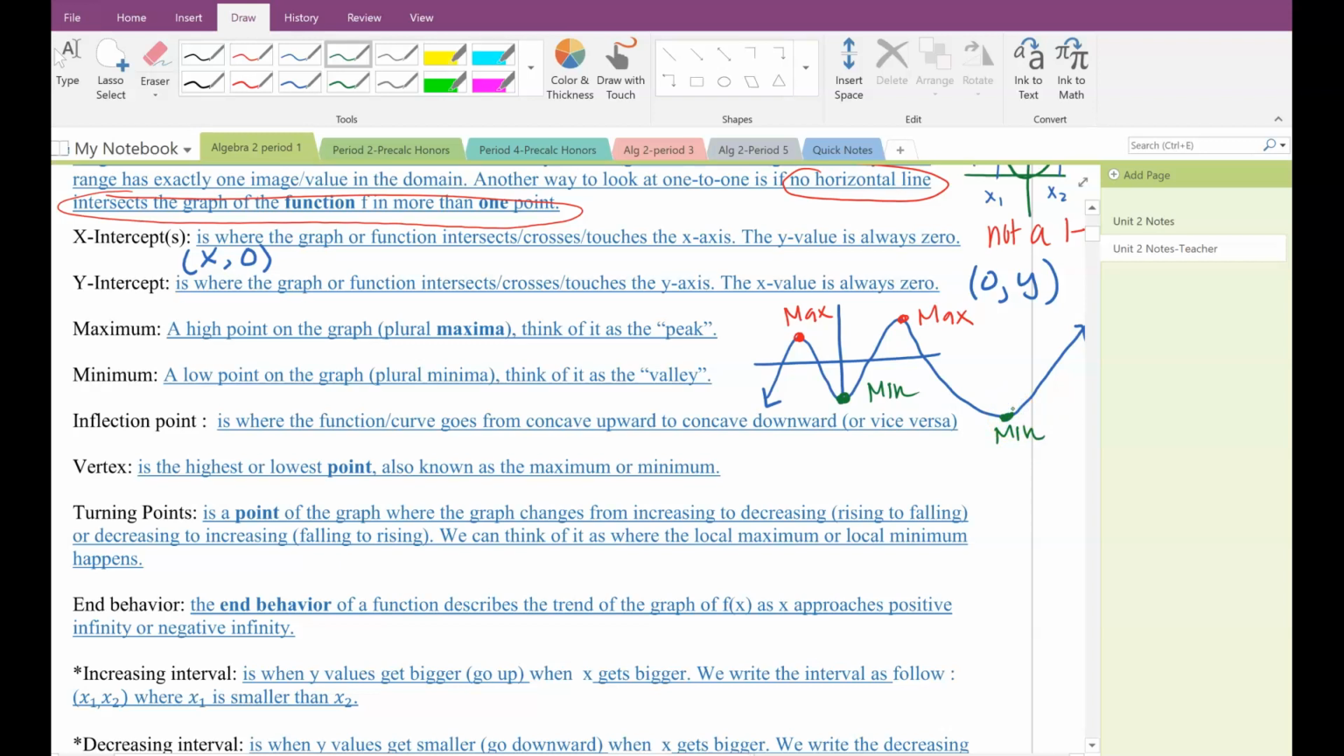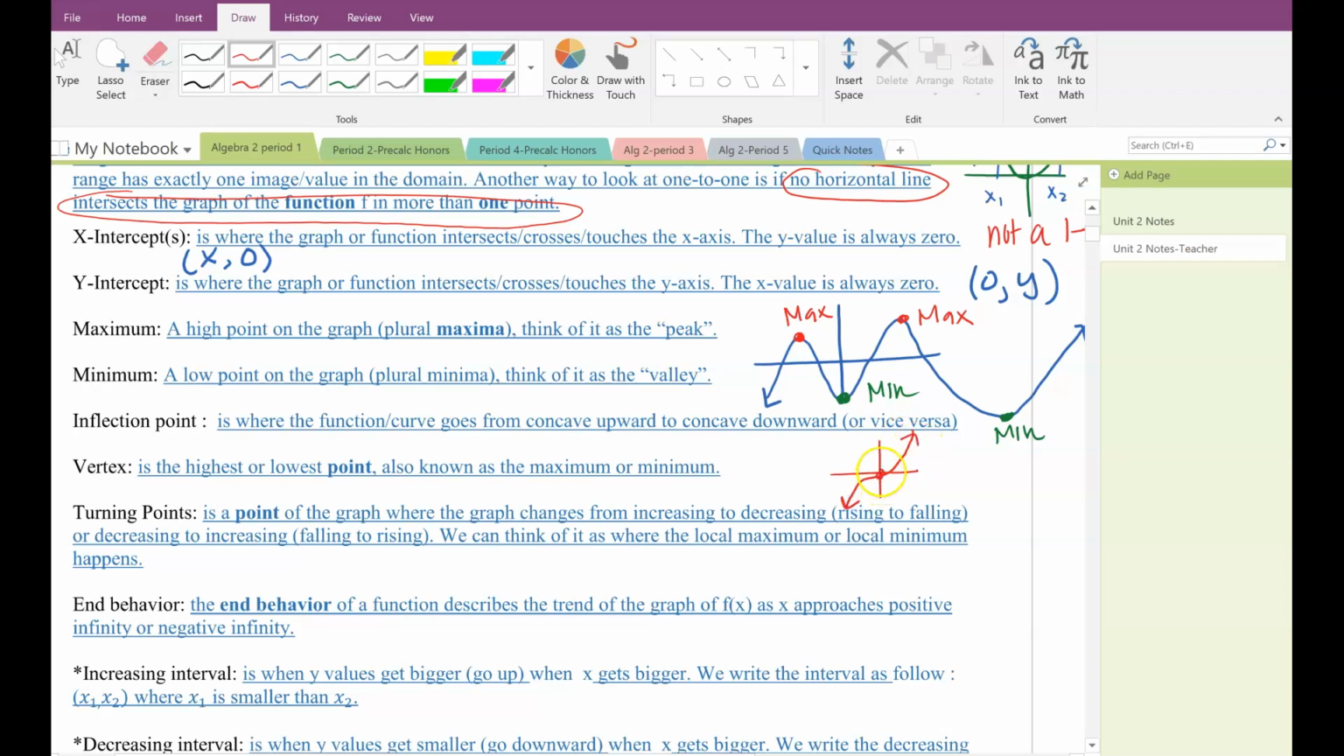Inflection point is where the function or the curve goes from concave upward to concave downward or vice versa. Normally, you're going to have an inflection point in something like this, like a cubic graph. Oh, that is such an ugly cubic graph. Sorry. All right, like this.